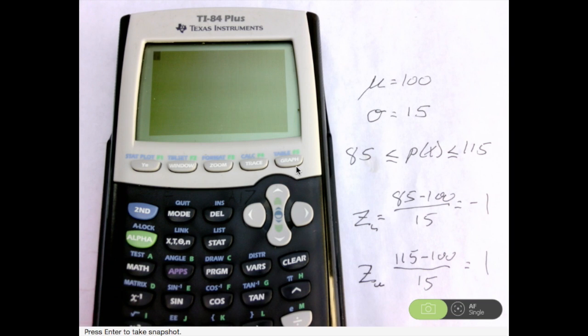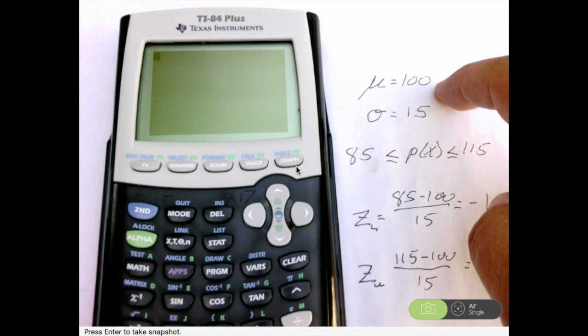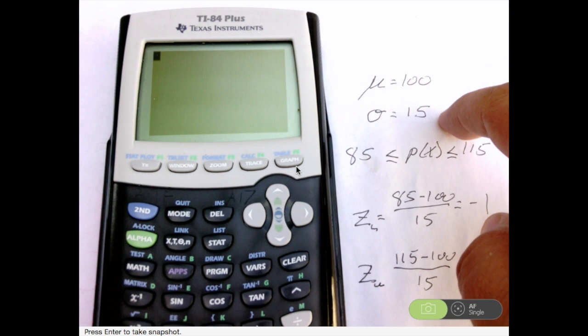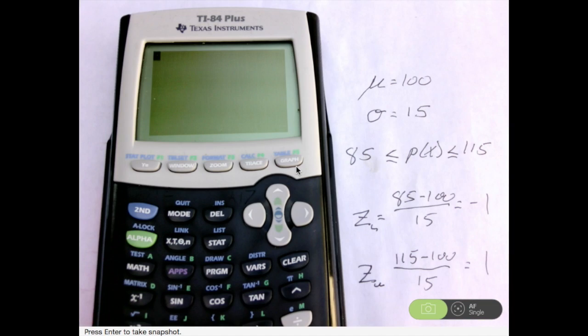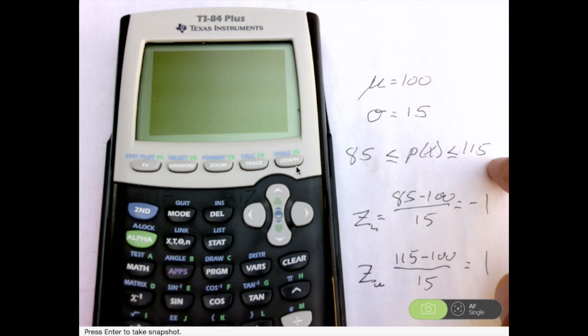Alright, so today we'll be looking at using the TI-84 to find the area under a normal curve. So the first example we're going to be looking at is the IQ model. My population mean will be 100 and my population standard deviation will be 15. In the first example, I'm going to look for the proportion of the population that has IQs between 85 and 115.